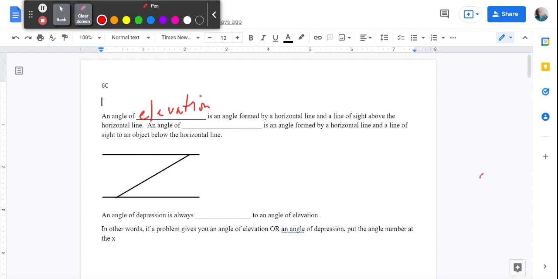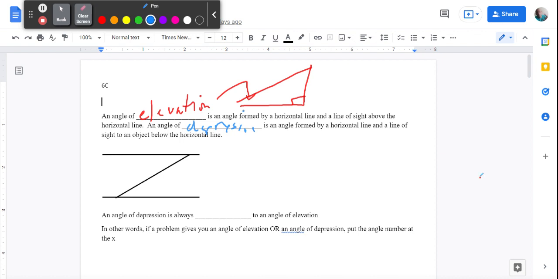An angle of elevation is an angle formed by a horizontal line and a line of sight above the horizontal line. So if we have a right triangle right there, the angle of elevation would be right there. The other angle would be an angle of depression, which is an angle formed by a horizontal line and a line of sight going down.